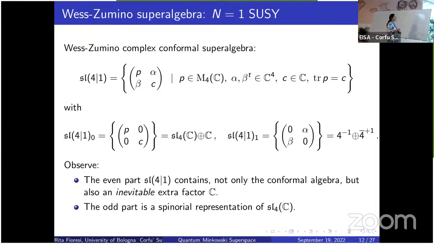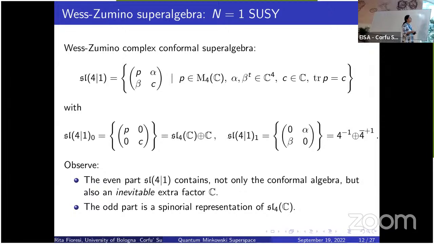For Minkowski, yes. So for N equal one supersymmetry, there is what is called the Wess-Zumino complex conformal superalgebra, which is SL(4|1). Now, what you typically have when you're looking at super objects is that when you forget about the odd part, which means, there is a convention. I'm sorry if I'm saying obvious things, but I like to say things so that anyone can follow. In a super context, when you use Greek letters alpha, beta, you mean they're odd. They're taken from an exterior algebra, so they do not commute, they anti-commute. So when you eliminate alpha, beta, if you set these two coordinates equal to zero, you retrieve SL4C here, and then this other factor C.